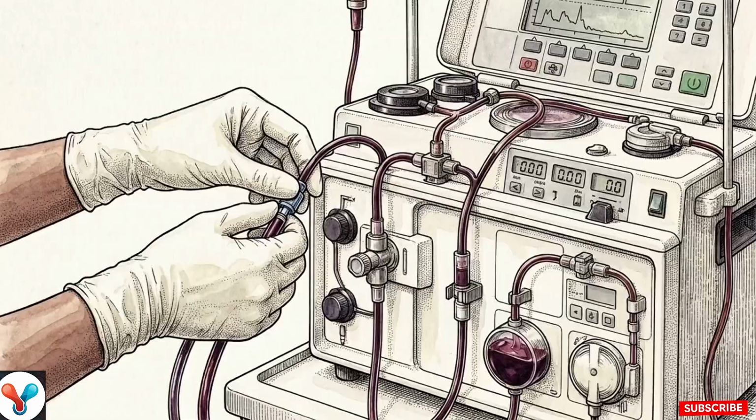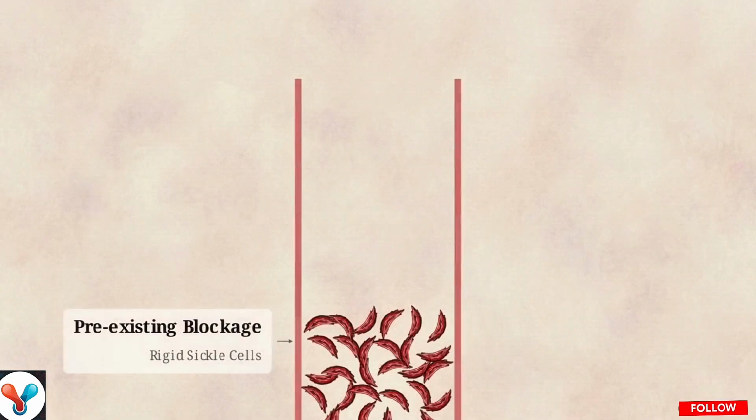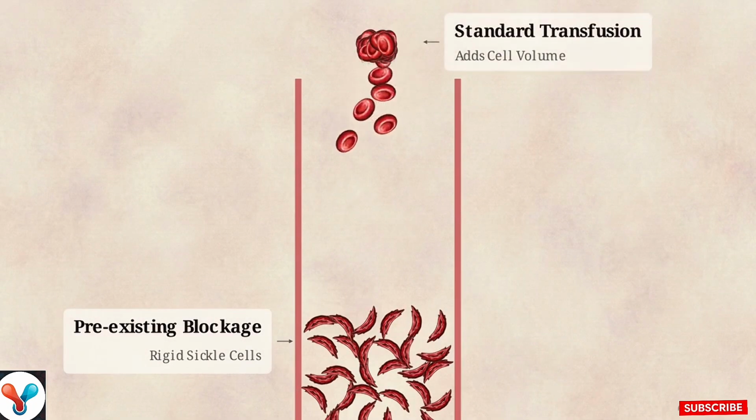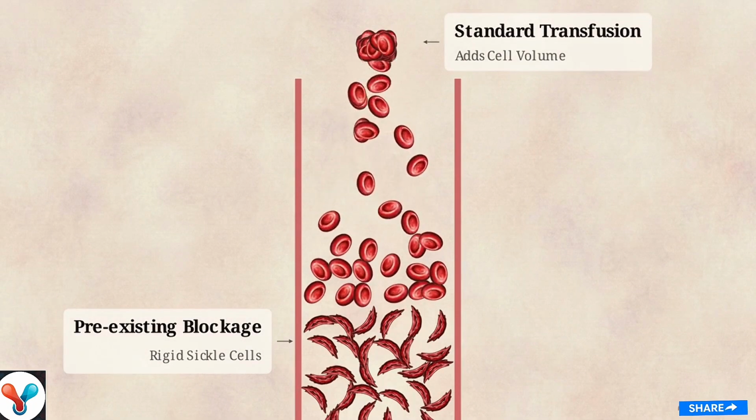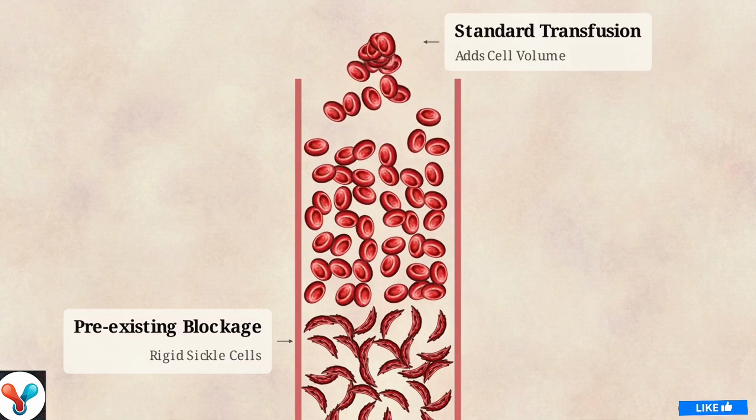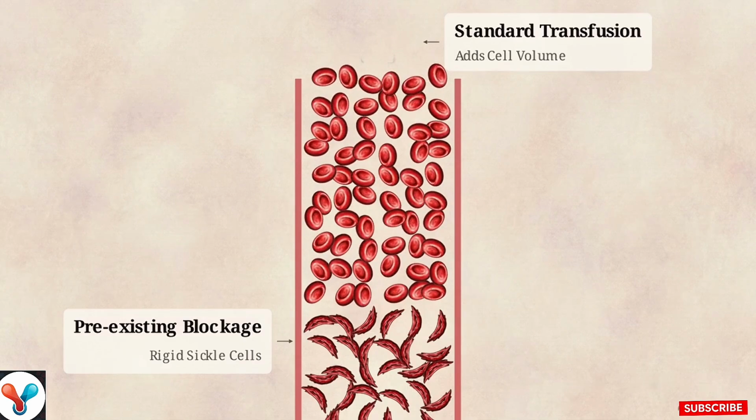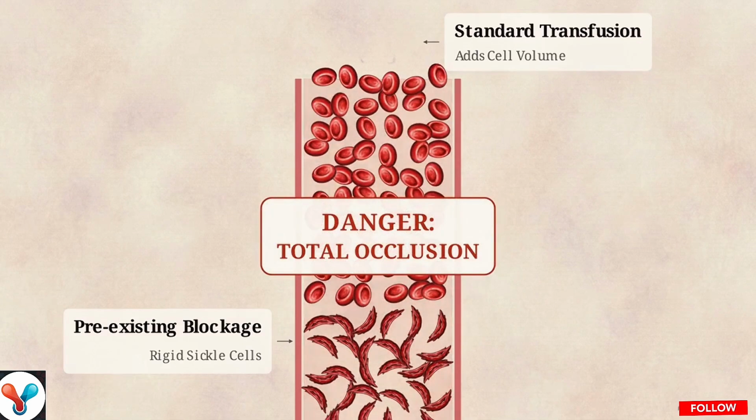To save a patient in acute chest syndrome or facing a stroke, the medical team must mechanically break the hypoxic loop. Simply giving a standard blood transfusion is inadequate and often dangerous. Packing more red blood cells into the vessels increases overall blood viscosity, which worsens the microvascular traffic jam.